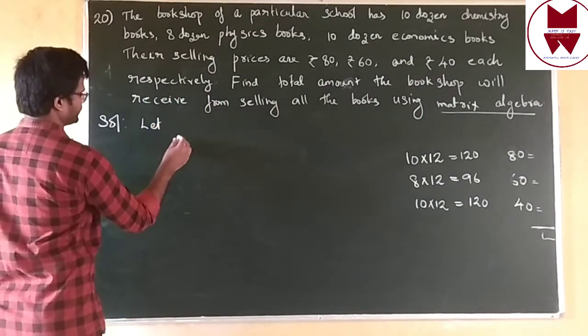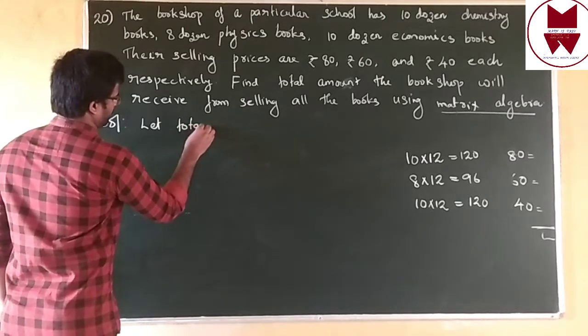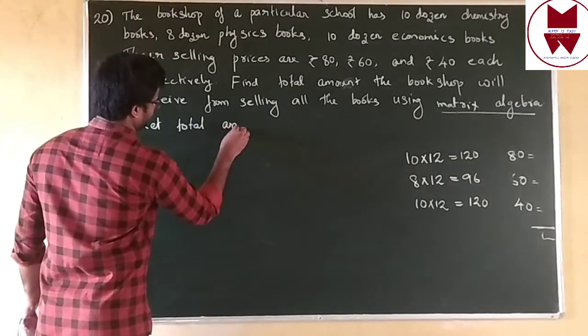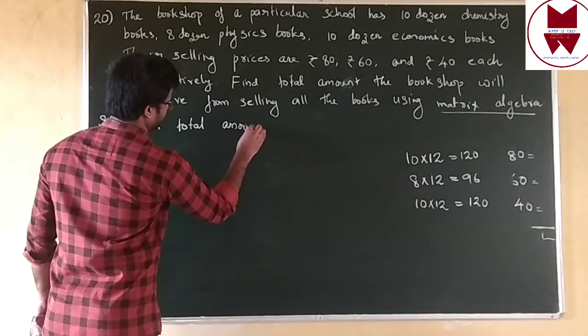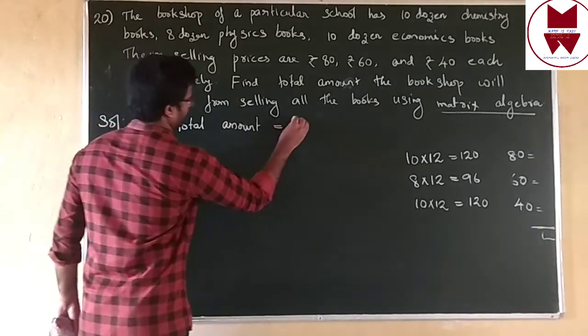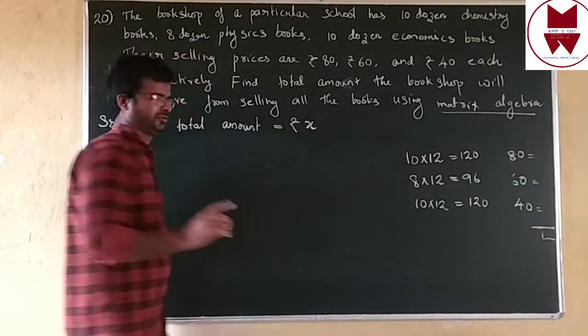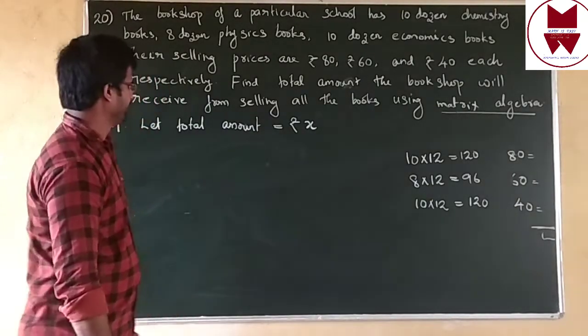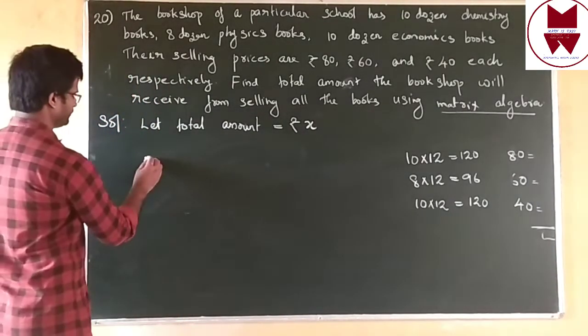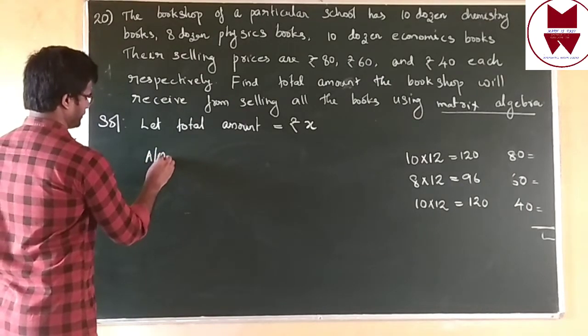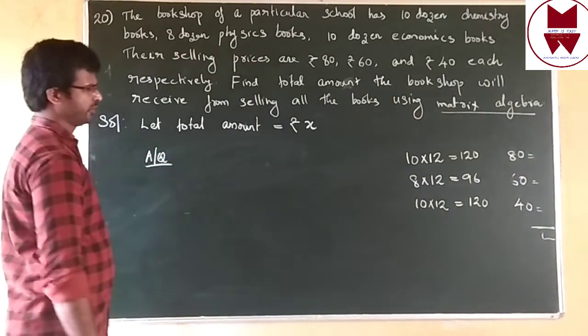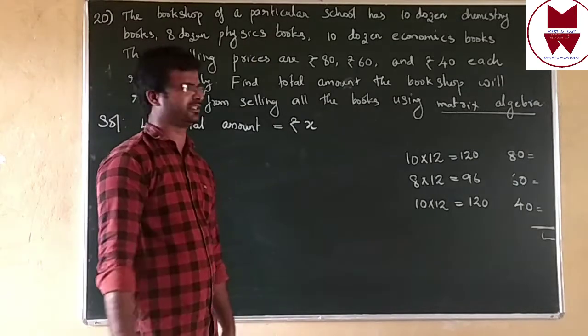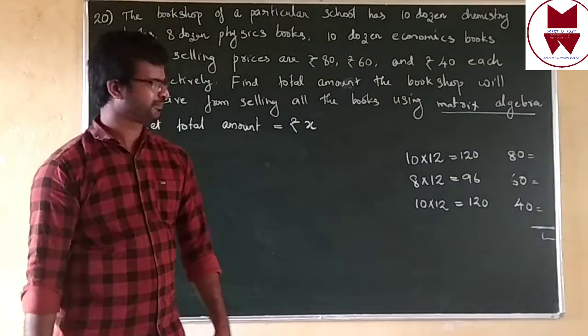Let the total amount be rupees X. Total amount they will get is rupees X. How much, we don't know. Okay. Now, according to the question, the remaining things, no need to write as given. Directly we can use matrix algebra.